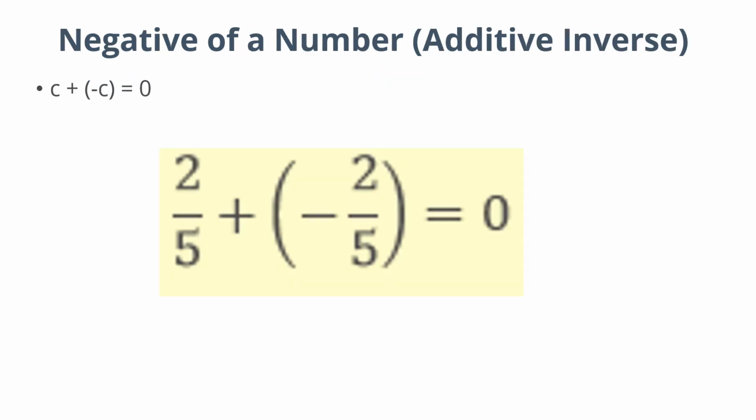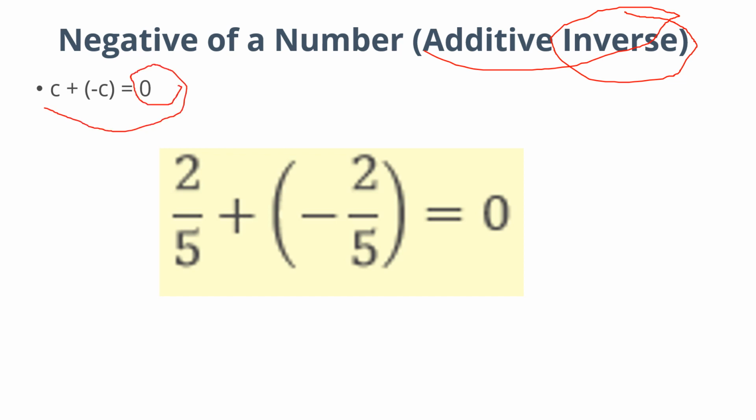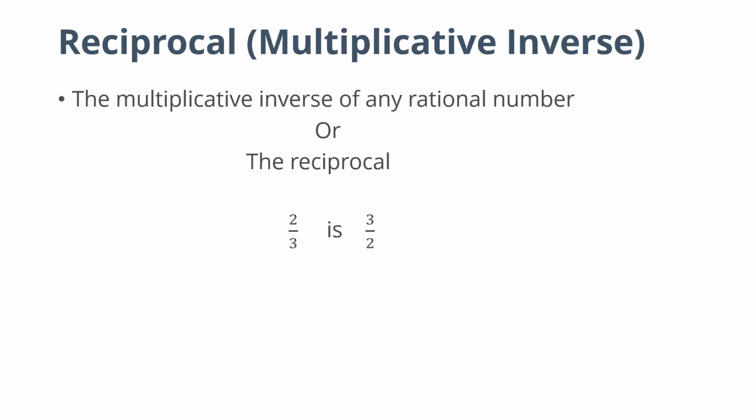Next we have the negative of a number, or additive inverse. See the word inverse. Earlier we had the word identity. Inverse means that in case of addition, you should get the additive identity, and in case of multiplication, you should get the multiplicative identity. That is, suppose we multiply 2 by 3 multiplied by 3 by 2.